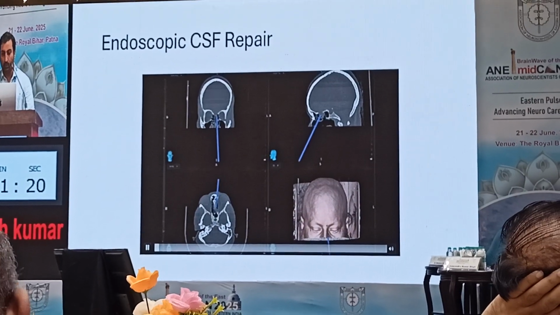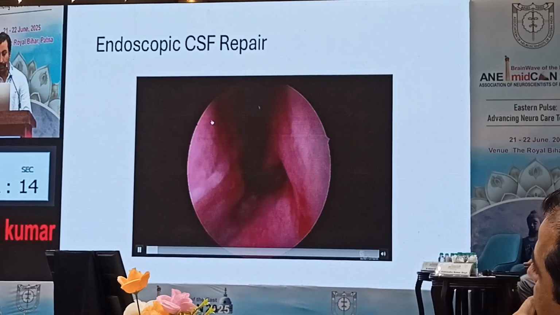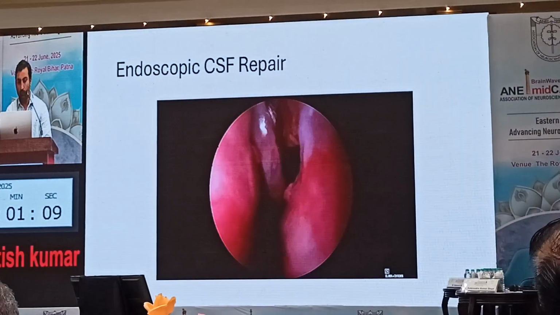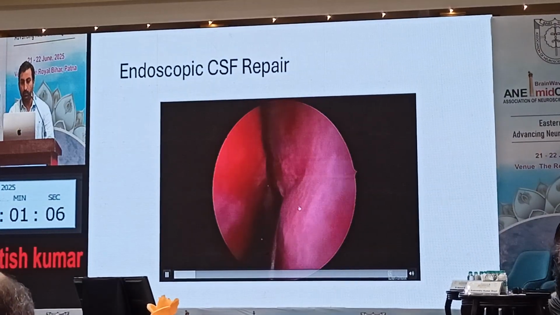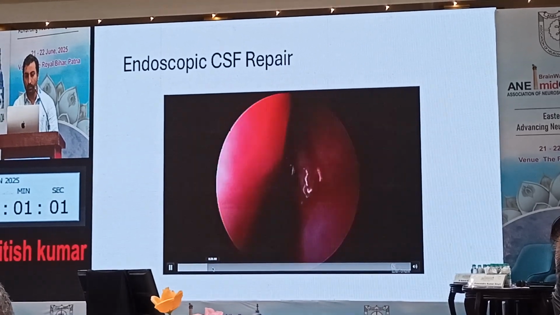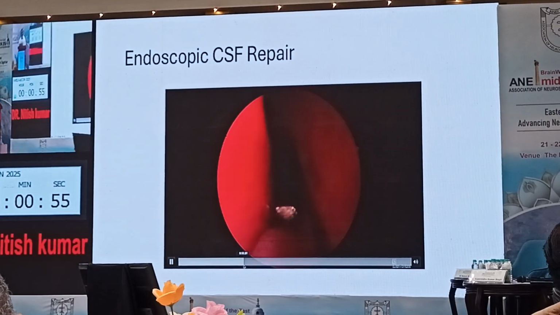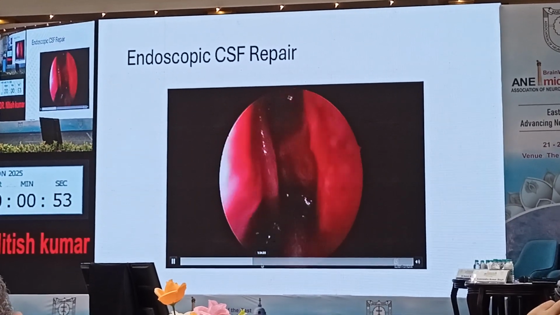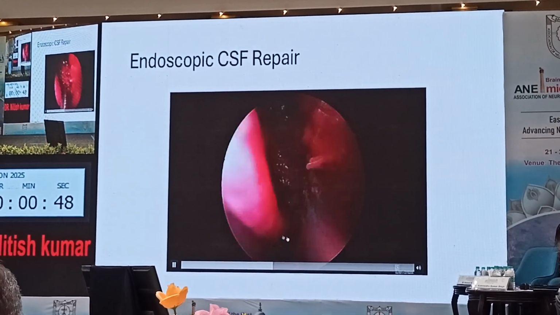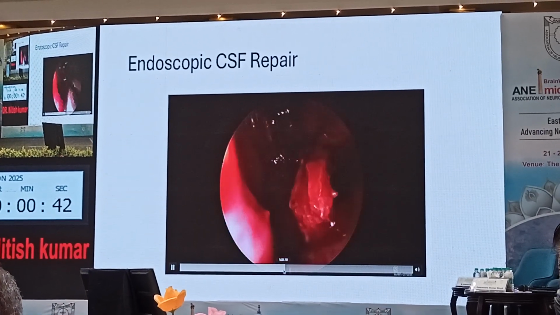Here you can see the scan. There is a defect in the cribriform on the left side. So here we are introducing this endoscope along the floor. Here we are doing this uncinectomy, and also the anterior ethmoidal cells. Once you remove all this, then you can see the opening of the maxillary sinus as well as the posterior ethmoidal cells. We have to remove here the middle turbinate also.